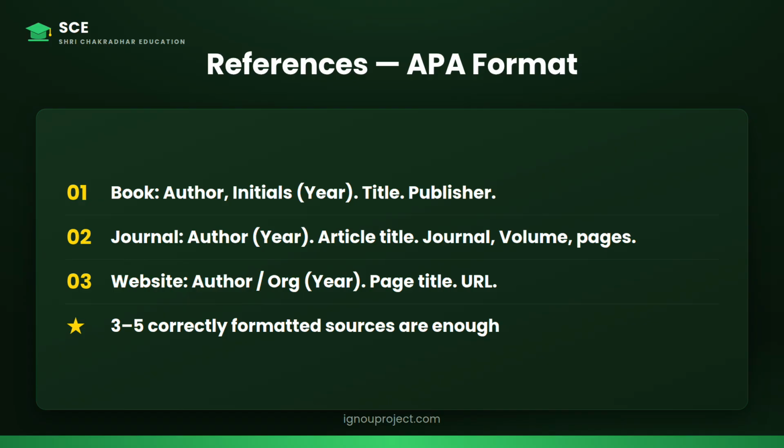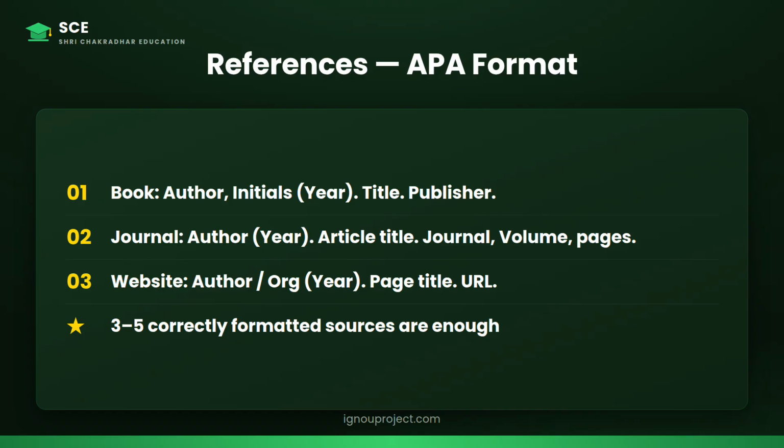References show that your study is grounded in real reading, and the preferred style is APA format. Here is how the 3 common sources look. For a book, write the author's surname and initials, the year in brackets, the title of the book, and the publisher. For a journal article, write the author, the year, the title of the article, the name of the journal, and the volume and page numbers. And for a website, write the author or organization, the year, the title of the page, and the web address.